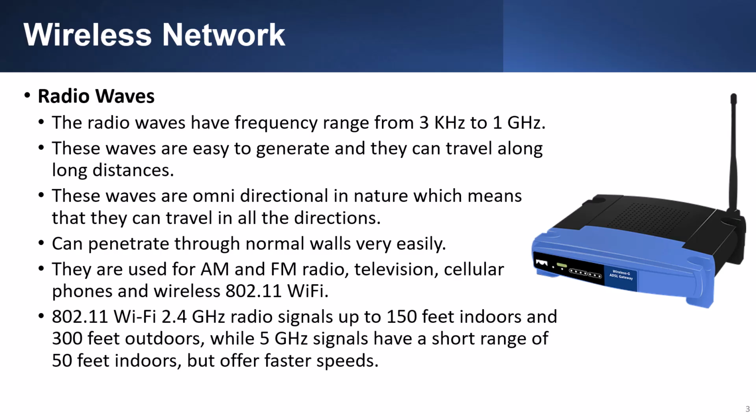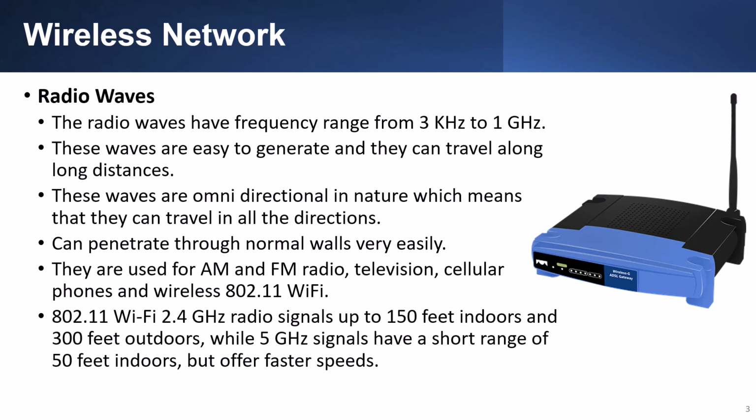The radio waves have the frequency range from 3 kHz to 1 GHz. These waves are easy to generate and they can travel along a long distance. These waves are omnidirectional in nature, which means that they can travel in all directions. They can penetrate through normal walls very easily. They're used for AM and FM radio, television, cellular phones, and wireless 802.11 Wi-Fi.